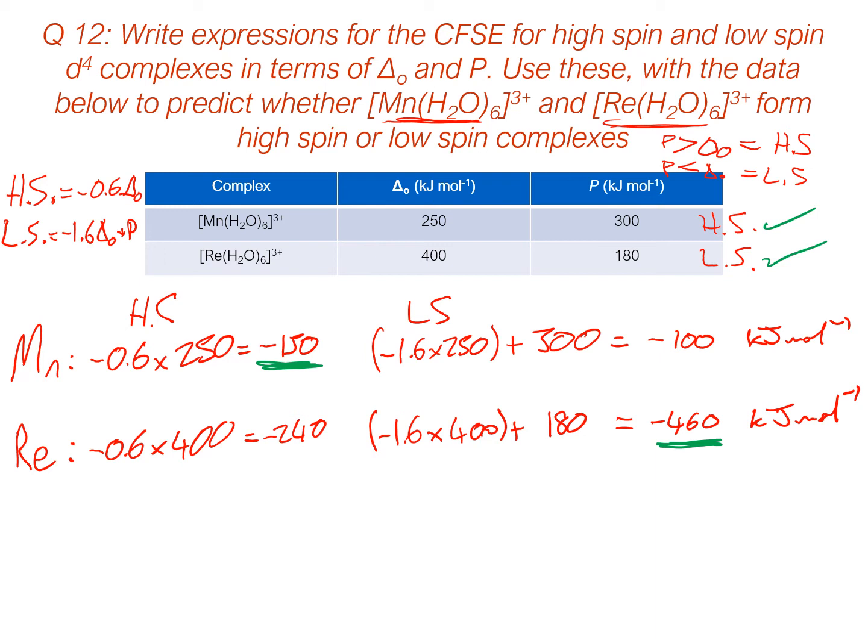It forms low spin. One little bonus bit, if you remember back to the last question on Jahn-Teller effects and tetragonal distortions, this complex, we could actually expect tetragonal distortions because it's a high spin D4 complex and it has that doubly degenerate ground state.